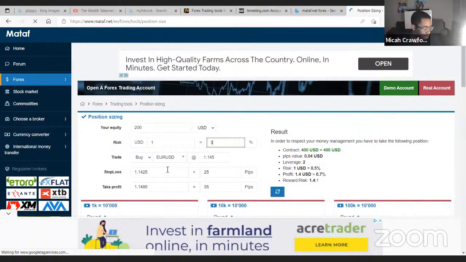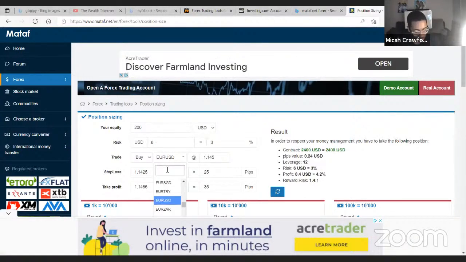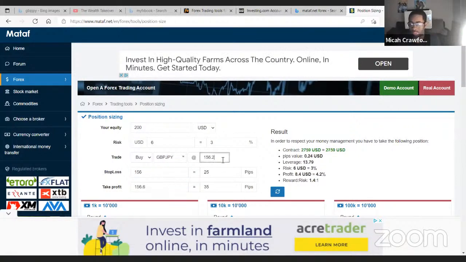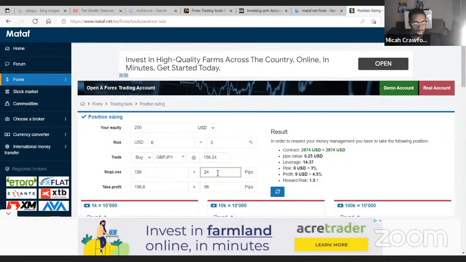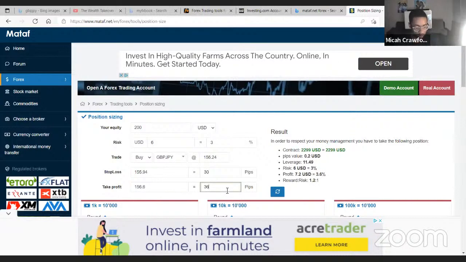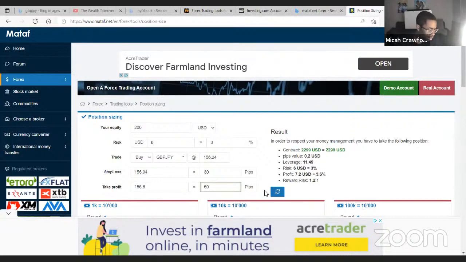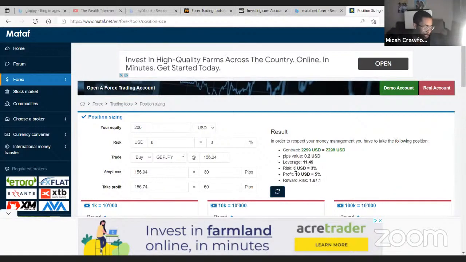All right, I'm going to type in my pair, GBP/JPY, and I'm looking to buy at 156. Let's say if I was to buy right now, 156.24. My stop loss is always 30 pips below. My take profit is typically 50 pips above. So it gives you everything that you need.